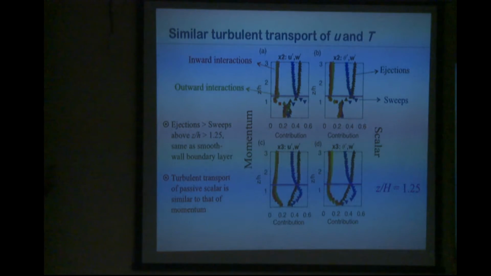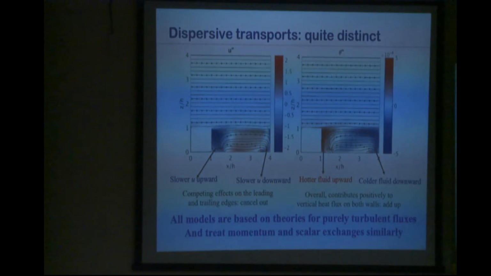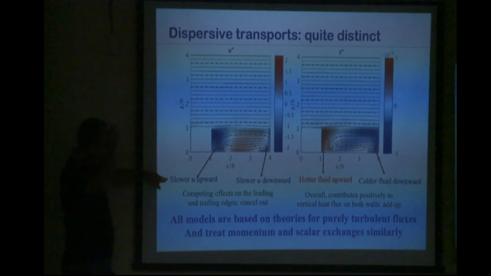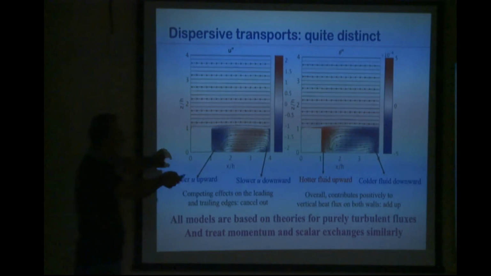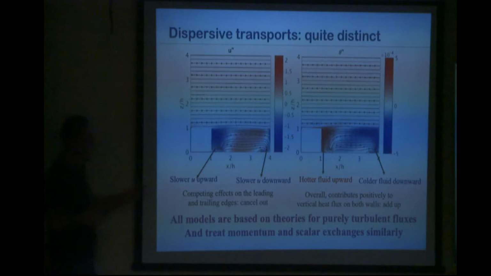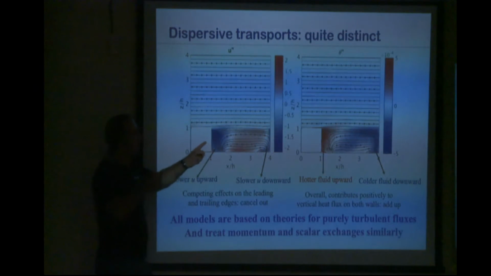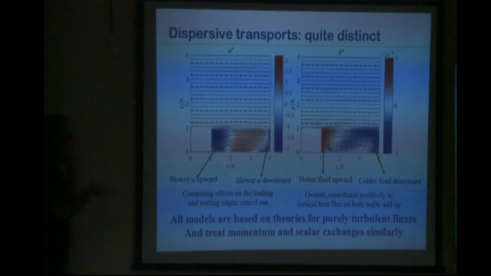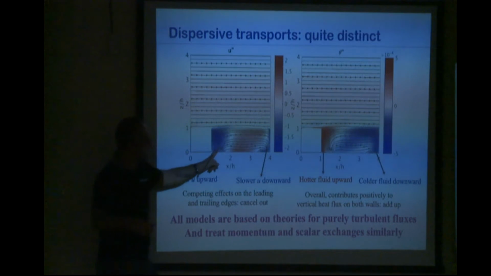So the dissimilarity between scalars and momentum is not coming from turbulent transport, it's actually coming from dispersive transport. Why is that? So these are the dispersive perturbations, and this is again for momentum, and this is for scalars. So let's look at the momentum first. So you have a slow parcel. The lines are the flow direction, and the color is the dispersive perturbation of u. So blue means basically the flow is slow, and red means the flow is fast. So here the flow is slow and going upward.